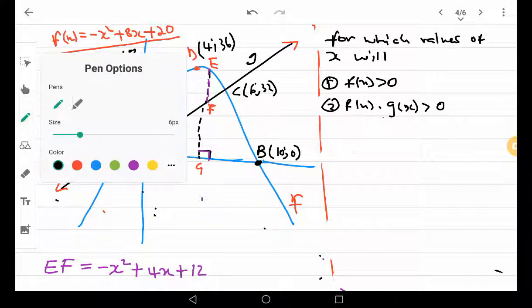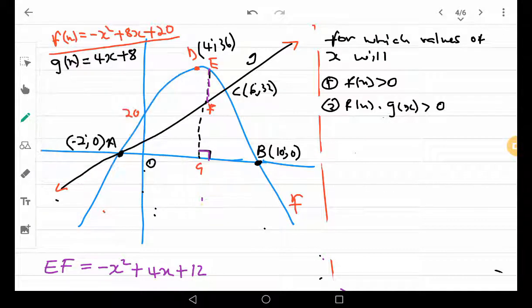Let me take the yellow one and color where it is positive. It's between the x values -2 and 10. That's the answer. It's as easy as that, it's only an inequality. The graph is already sketched, that's why we use the graph.